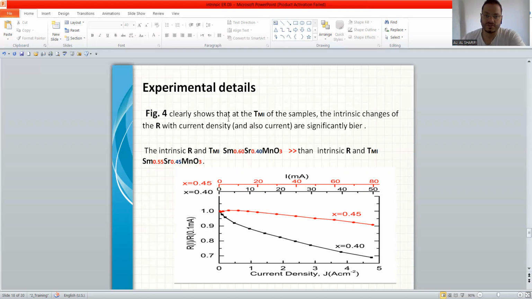Here it clearly shows that the insulating material temperature of the sample, the intrinsic change of the resistance with current density and also current, are significantly different. The intrinsic resistance and insulating transition temperature of the structure when x equal 0.4 is bigger than, like I explained, it's clearer than and bigger than the decrease in resistance at x equal 0.45.